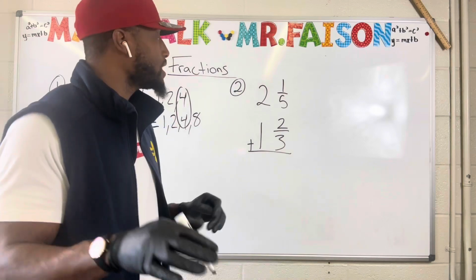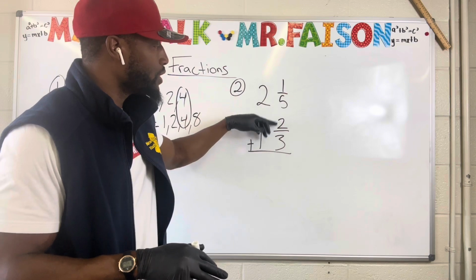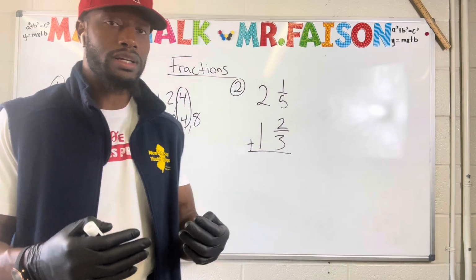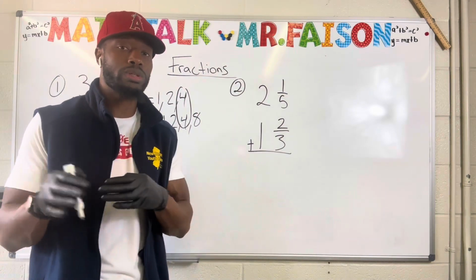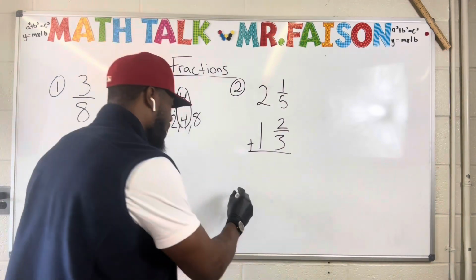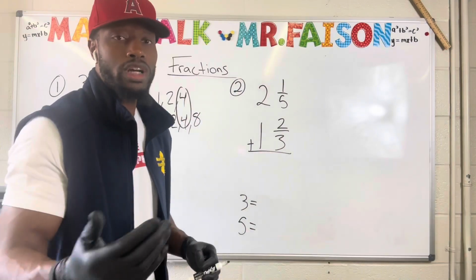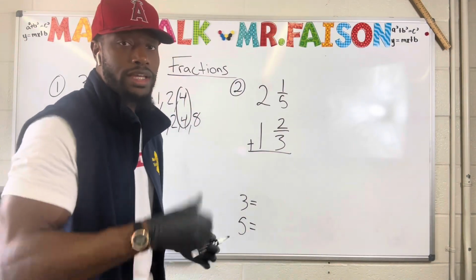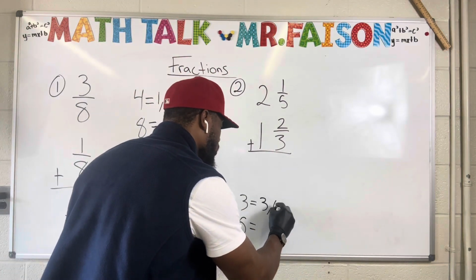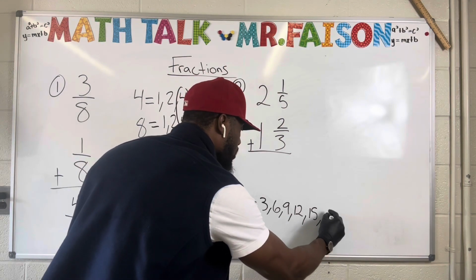Remember, I said I need my denominators to be the same. This is 1/5 and this is 2/3. Those denominators are not the same. This is where the LCM comes into play, the least common multiple. I'm going to find the least common multiple of these, so I'll write down the multiples. I have 3 and 5. When I talk about the multiples of 3, it's 3, 6, 9. You get what I'm saying? So let's write that out: 3, 6, 9, 12, 15, 18.